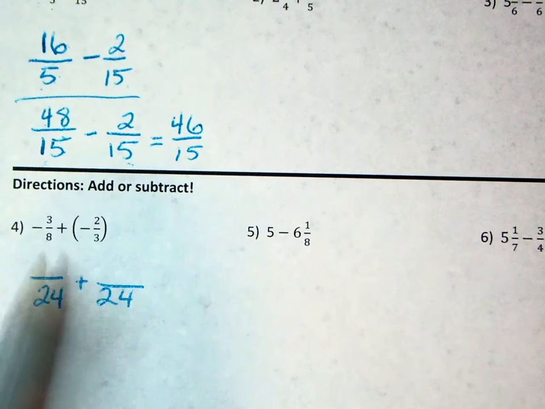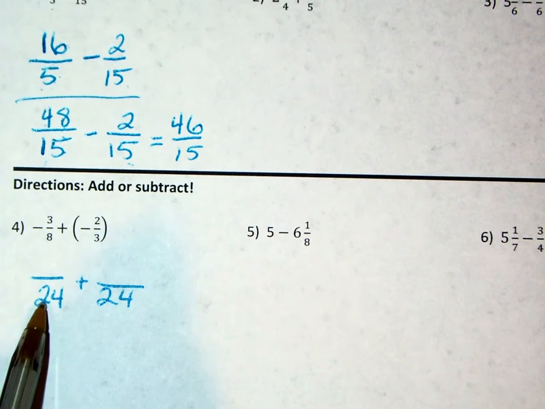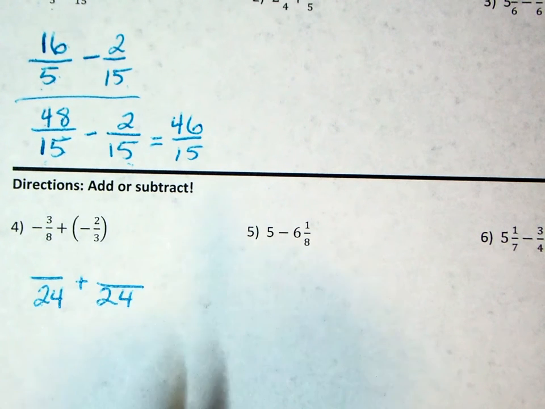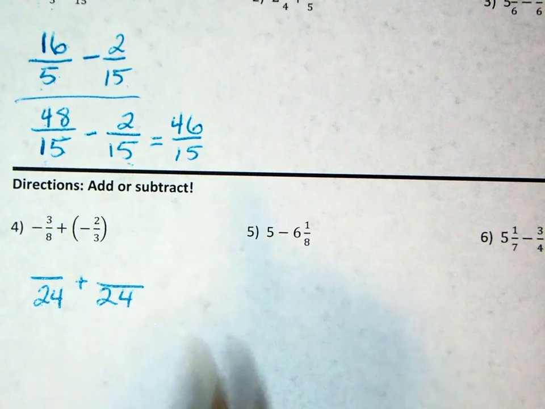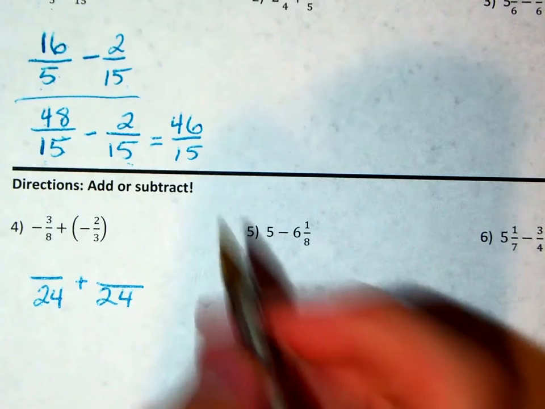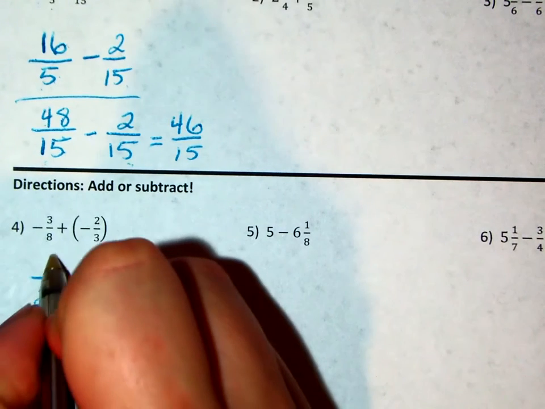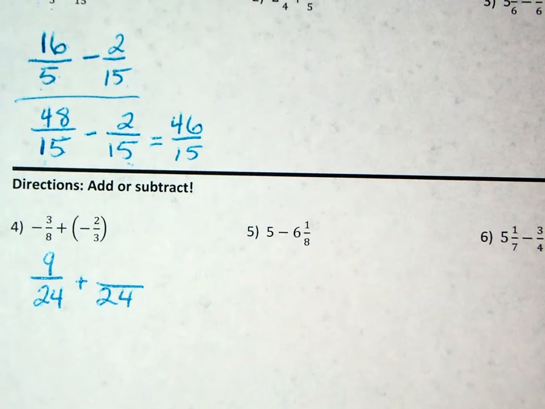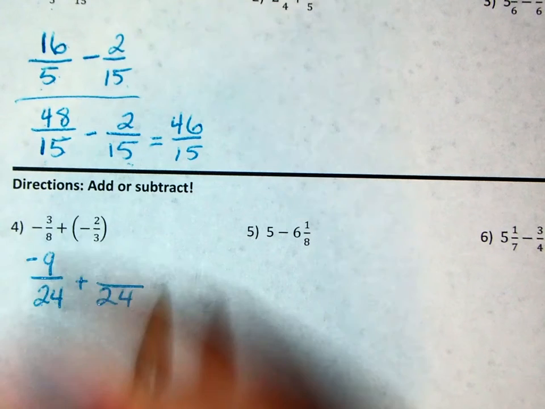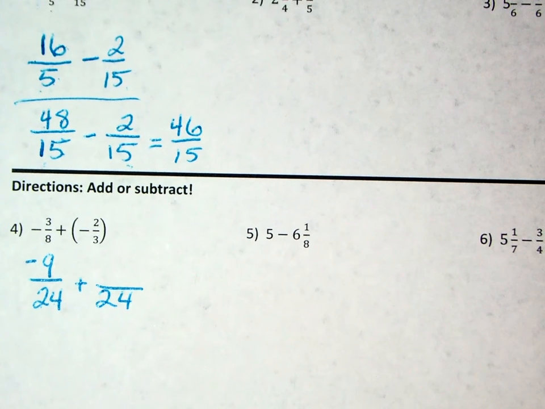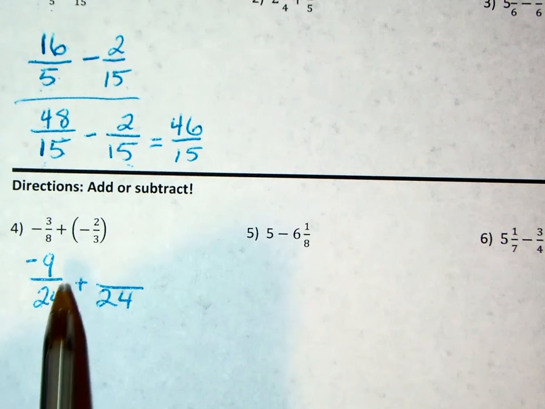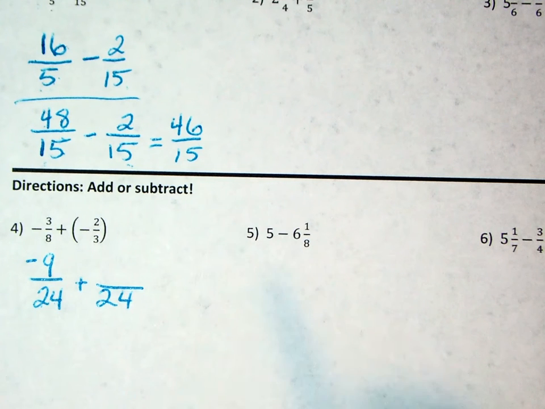And now I need to ask myself, whatever I do to the bottom, the denominator, I also have to do to the top for each term in the expression. So 8 was multiplied 3 times to get 24, so I need to multiply the numerator times 3. 3 times 3 is 9. Just like I did in class, I tend to keep my negative sign attached to my numerator value. It's just something that I've done all along in math just to help me keep track of where that negative belongs. Really, the whole fraction, 9 over 24, is negative.